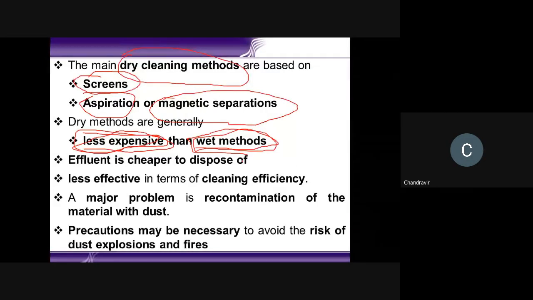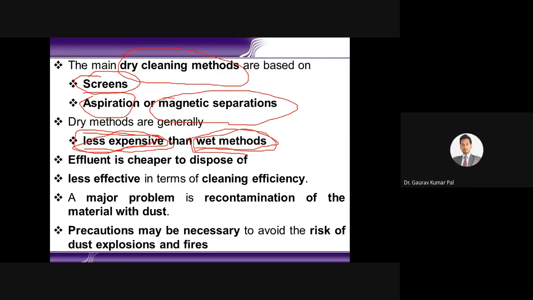Arya Soni? Yes, sir. Can you tell me why the dry cleaning methods are less expensive as compared to wet cleaning methods? And the answer is in this slide itself. You can find out the answer also. Sir, because for wet cleaning, maybe the equipment, the instruments we need, are more costly than dry cleaning. We don't need them.